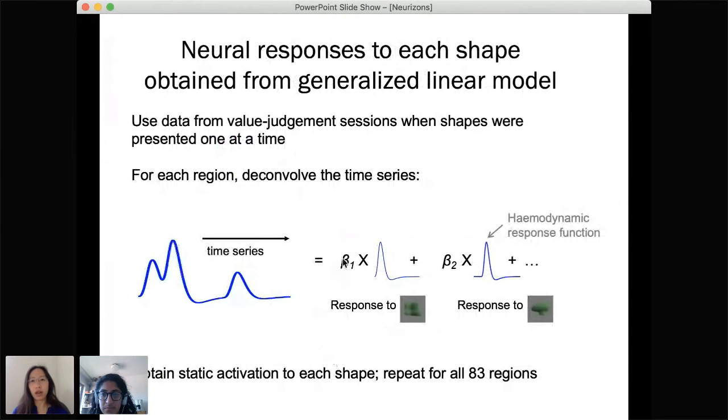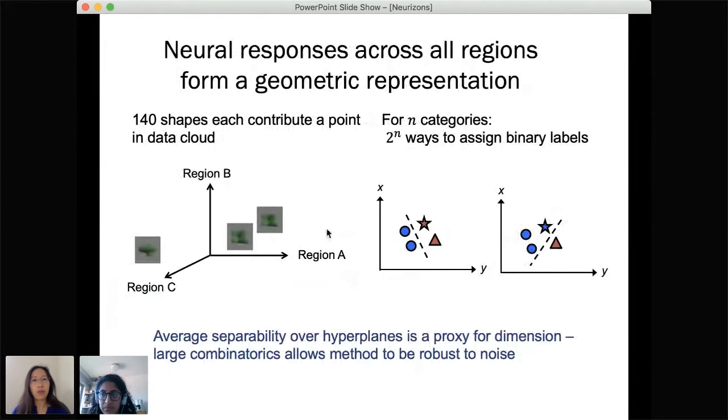We can then, from the time series, extract the responses to each of the shapes as they're presented by deconvolving the data using the typical hemodynamic response function to obtain the static value of the activation response to each shape for all 83 regions. We can then put that in our 83 region space so that each neural response to a shape that's being shown forms a point in this 83 region measurement space to form a 140 point data cloud.